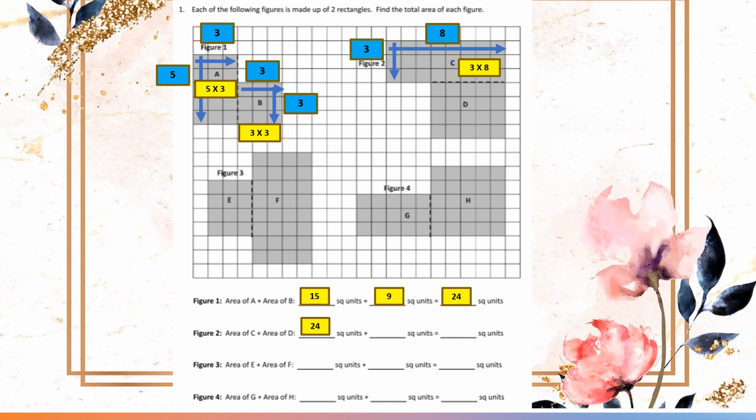Now we have to figure out the area of rectangle D. Let's count the units to figure out the length of rectangle D. The length of rectangle D is 4. Now let's count the units to figure out the width of rectangle D. The width of rectangle D is 5. So the equation to figure out the area for rectangle D should be 4 times 5. What's 4 times 5?